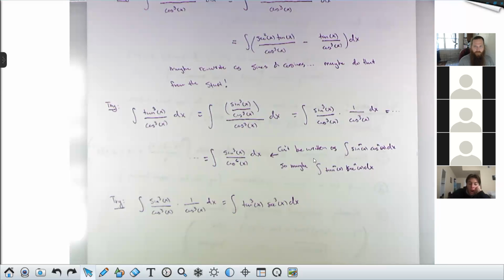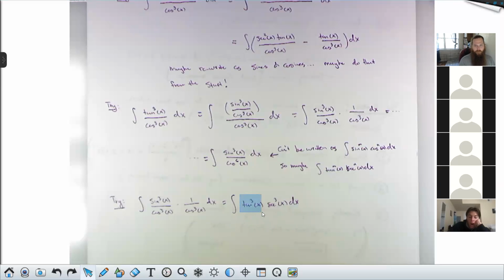Let's see. So of the tangent secant integrals, which category does this fall into? Remember, we had cases for each of those big families. Which case is this integral in? Do you remember what those cases are? Tangent is odd here. Very good. The power of tangent is odd.